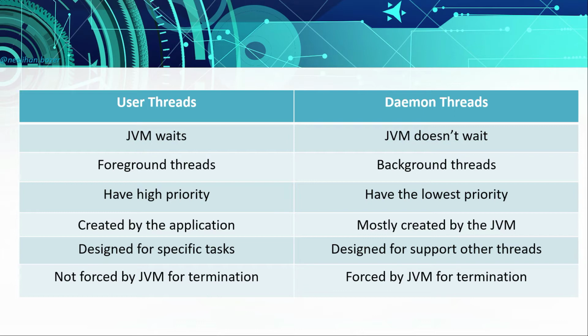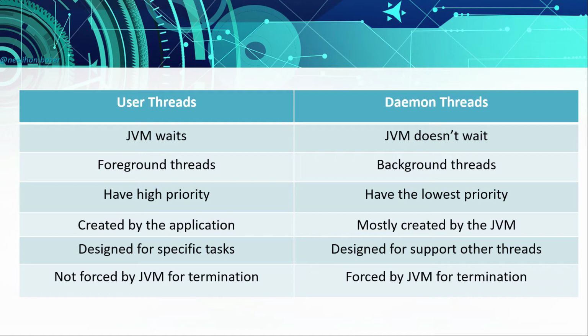When we create a thread in a program, it's known as a user thread. A child thread created from a daemon thread is also a daemon thread. When we create a thread in a Java program, then it's called a user thread. We cannot make a user thread a daemon thread if the thread has started. User threads are designed for specific tasks, whereas daemon threads are designed to support other threads.